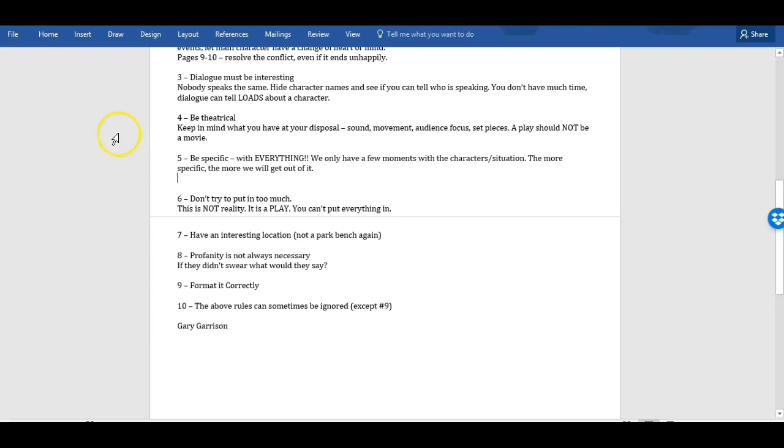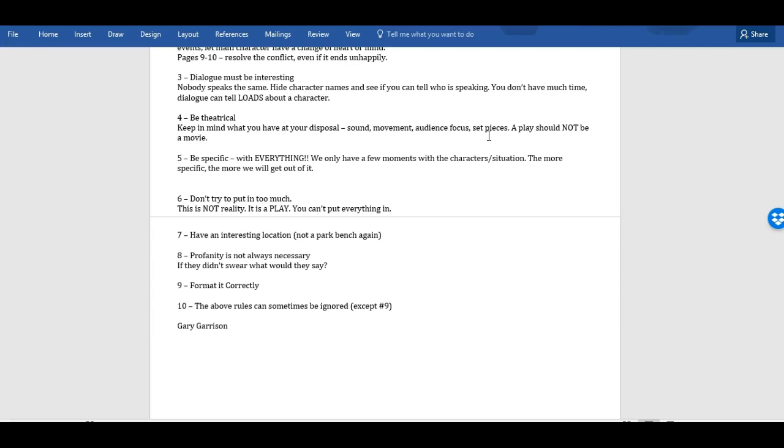Be theatrical. Plays are theatrical. Keep in mind what you have at your disposal. There's sound, there's the movement of the actors, there's where do you expect the audience to be looking, and that can be many different places at once because it's not a movie. Think about the set pieces you have at your disposal. A play is not a movie. Movies rely on visual. Movies actually have more to do with photography than they do with plays.